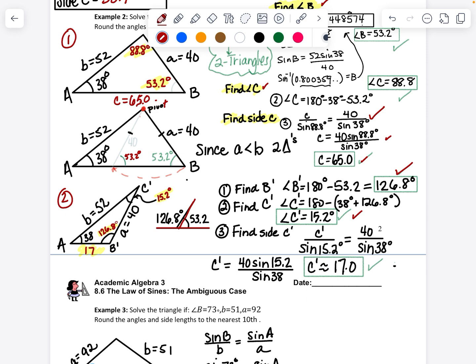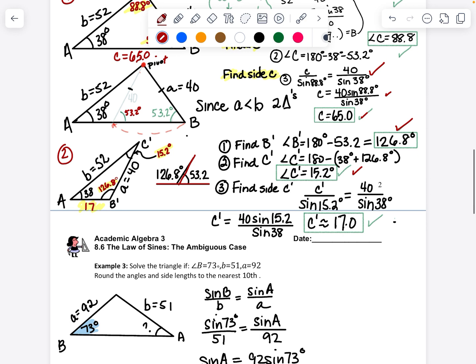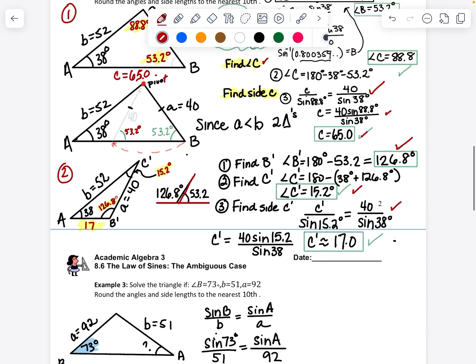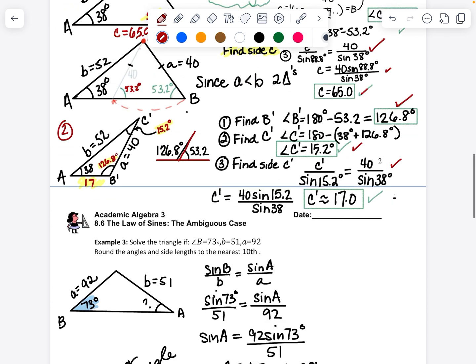The last thing I have to find is side C. Side C turns out to be just 17.0. Again using the law of sines, but again stipulating that if you're finding a side, it makes it a lot easier on you if you just put the sides in the numerator, and let the sines be sines in the denominators. Okay, so that's two triangles for the second example.